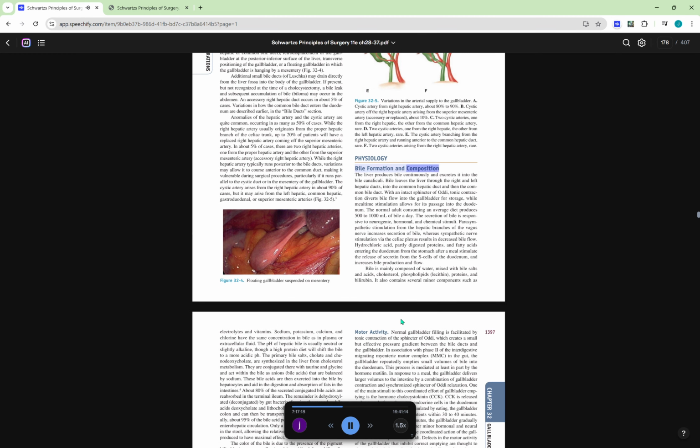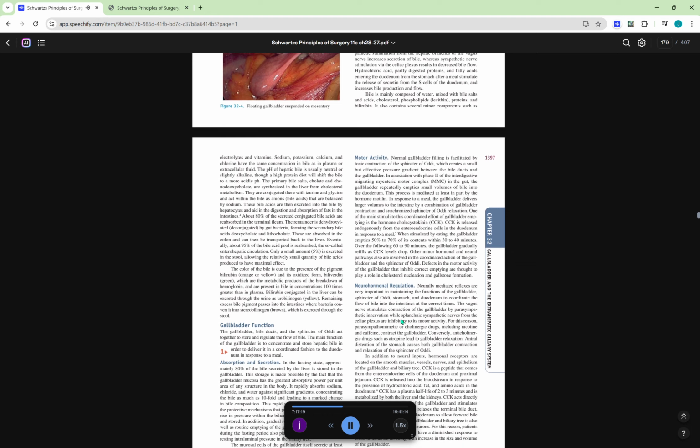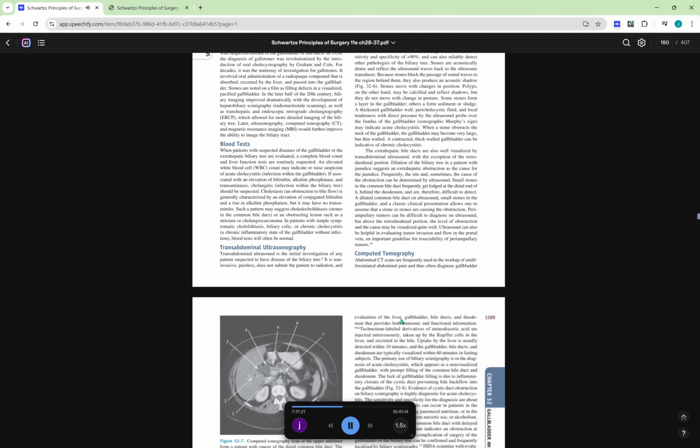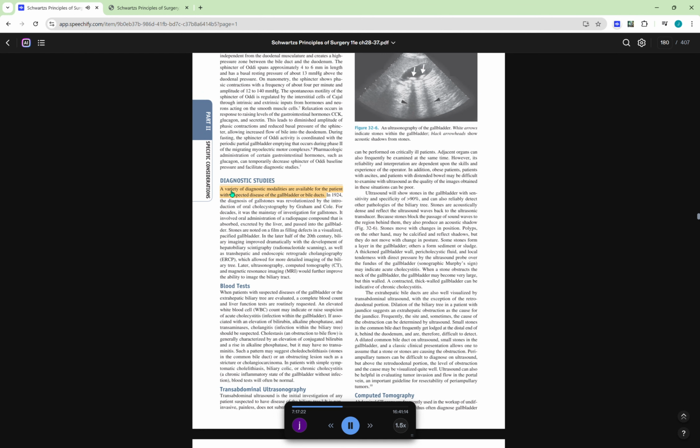Bile formation and composition. The liver produces bile continuously and excretes it into the bile canaliculi. Bile leaves the liver through the right and left hepatic ducts.